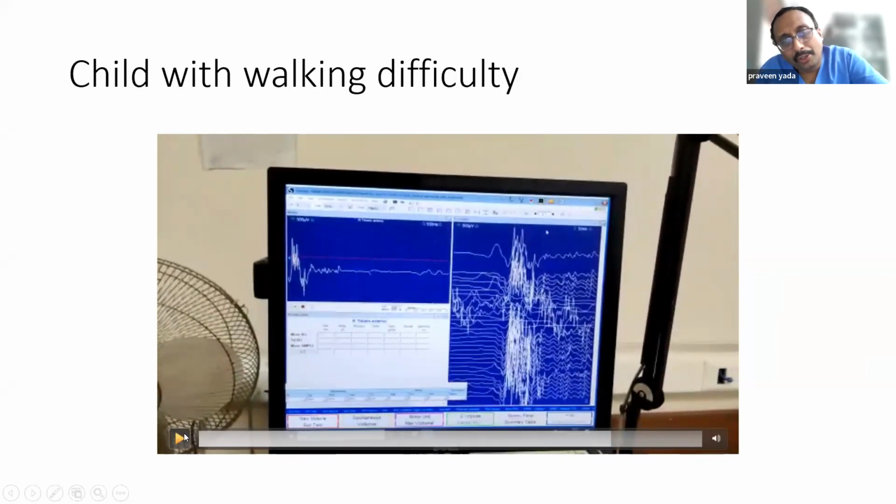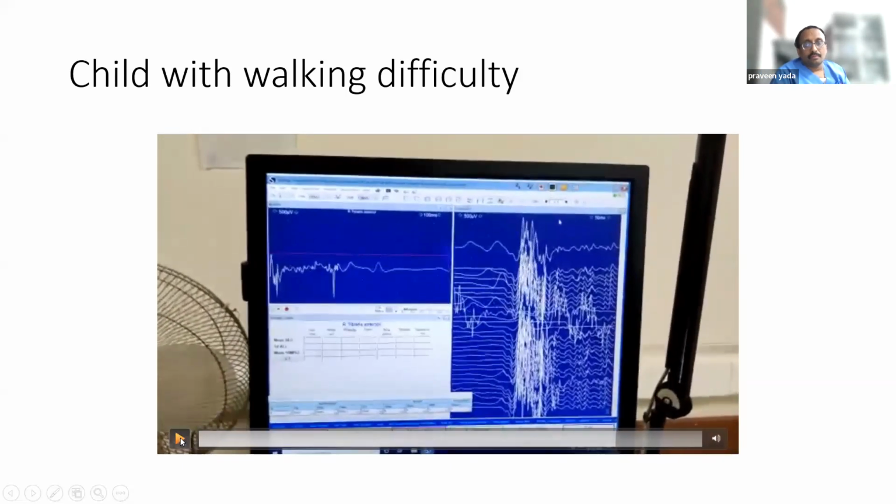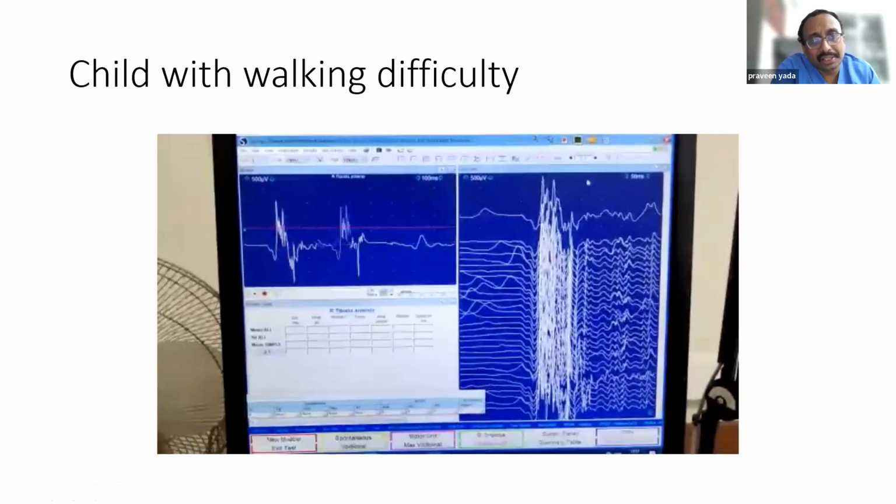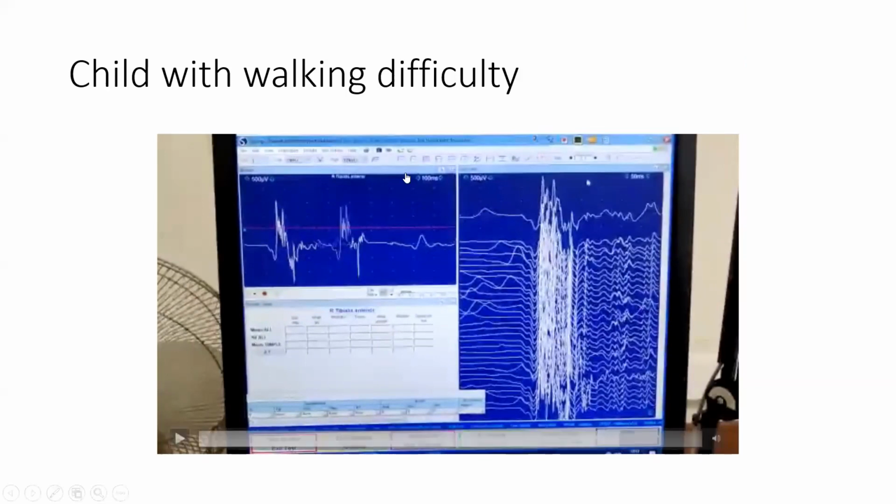Anybody would like to comment about the MUP? What is the MUP you are seeing? Yeah, anybody can take up and describe the MUP, as I told, what you are seeing. Polyphasic with multiple serrations. Yes, there are so many phases.